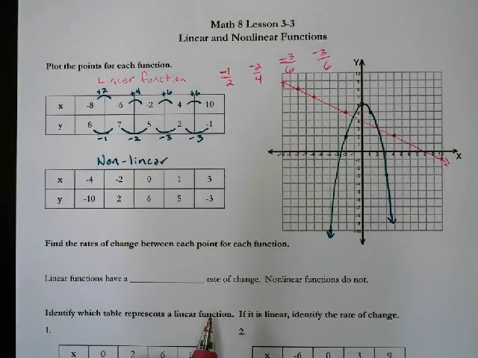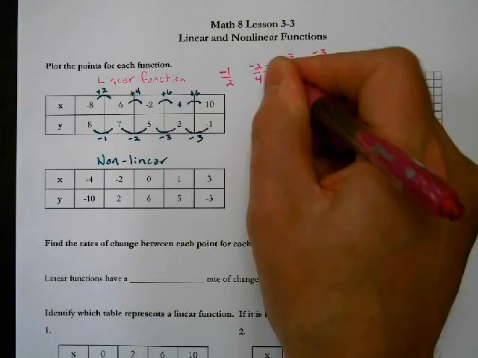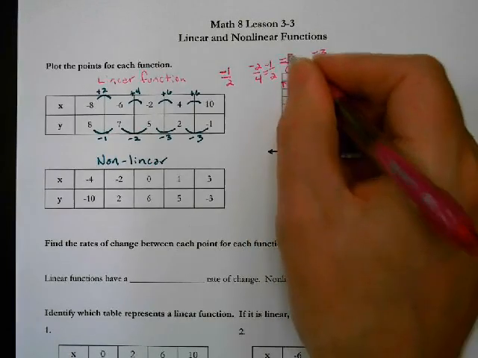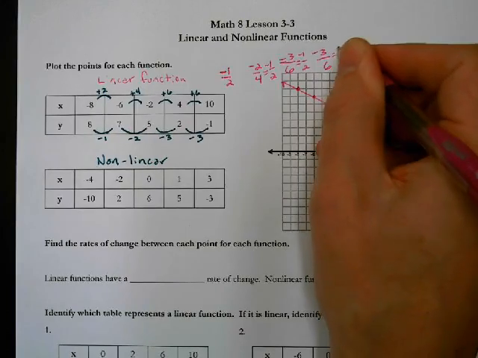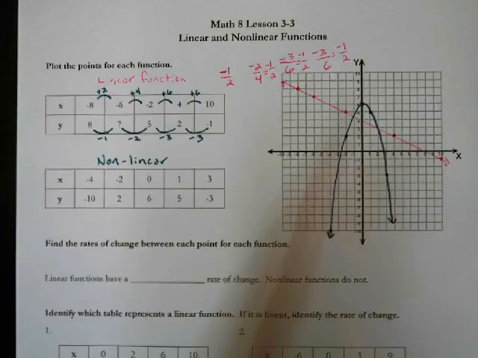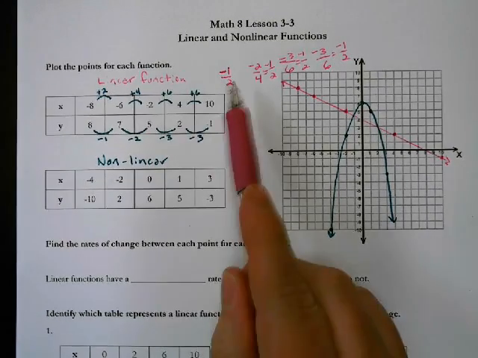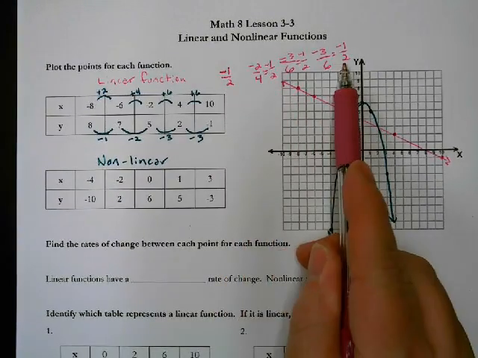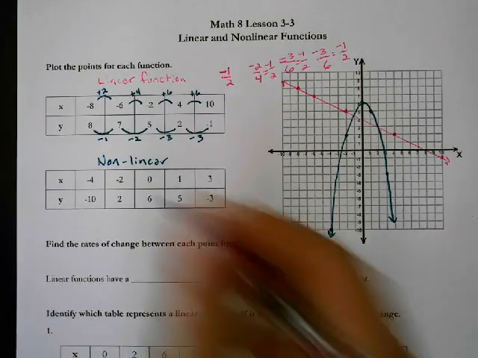Those are actually all the same number. If you reduce -2 over 4, you get -1 over 2. If you reduce -3 over 6, you get -1 over 2. And this is also -1 over 2. So it doesn't matter which 2 points we picked, we get the same rate of change when we compare them, or the same slope. Now let's go ahead and look at the nonlinear functions.